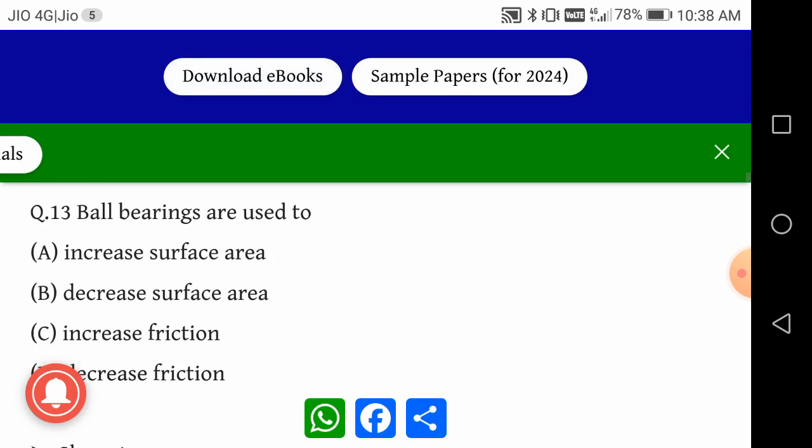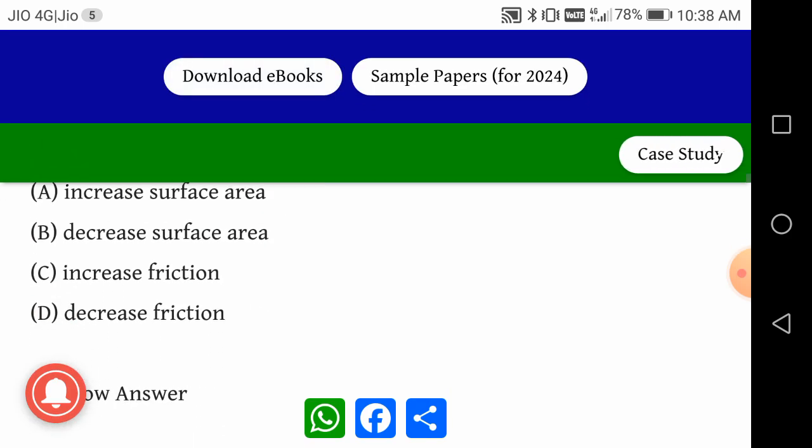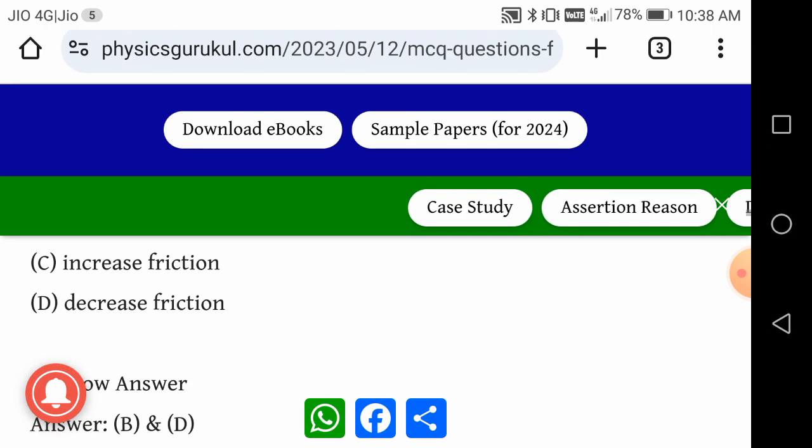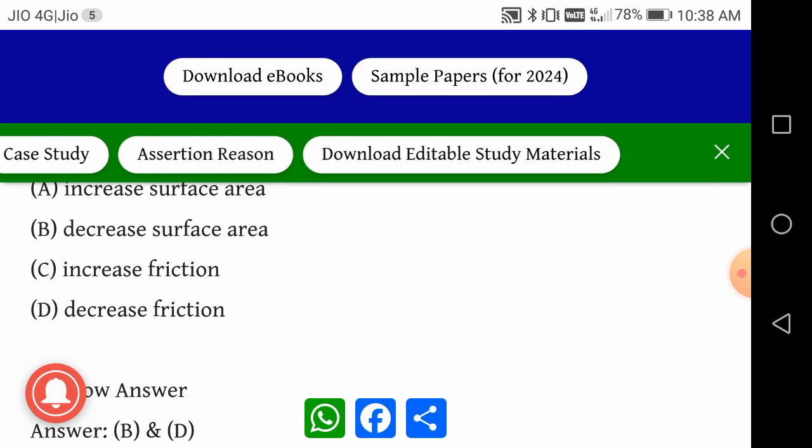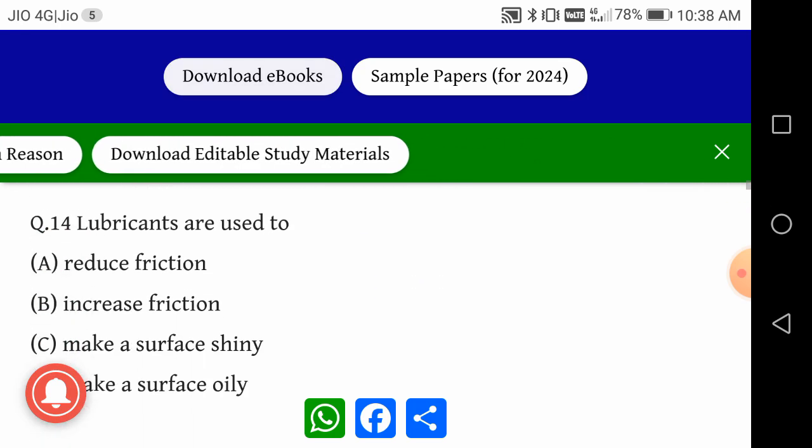Ball bearings are used to, why? Increase the surface area, decrease surface area, increase friction, decrease friction. They can do it by decreasing the surface area and hence decrease the friction.